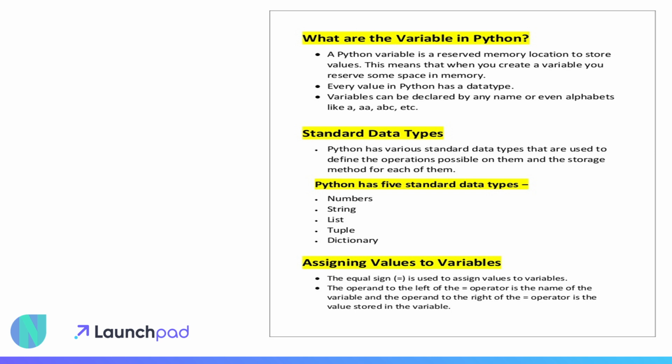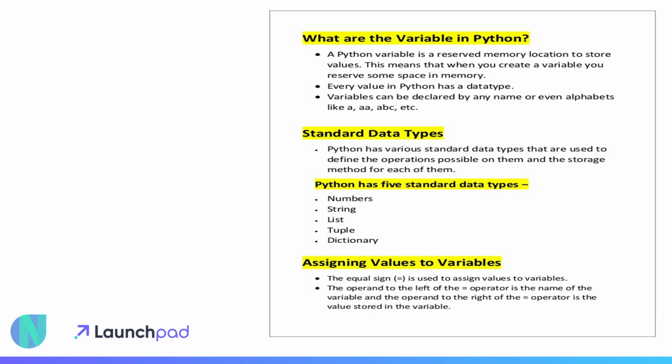So what are the standard data types? Python has various standard data types that are used to define the operations possible on them and the storage method of each of them. There are 5 types of data types: numbers, string, list, tuples, and dictionary.